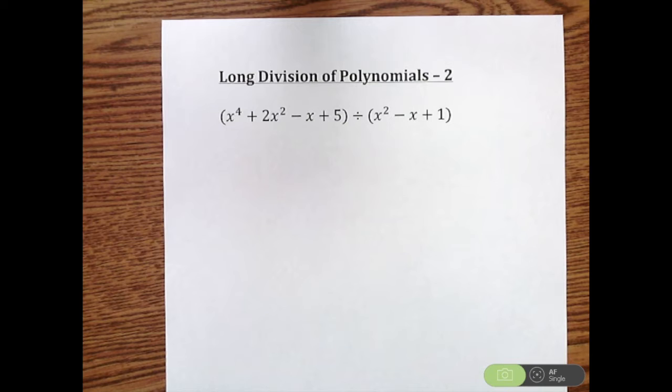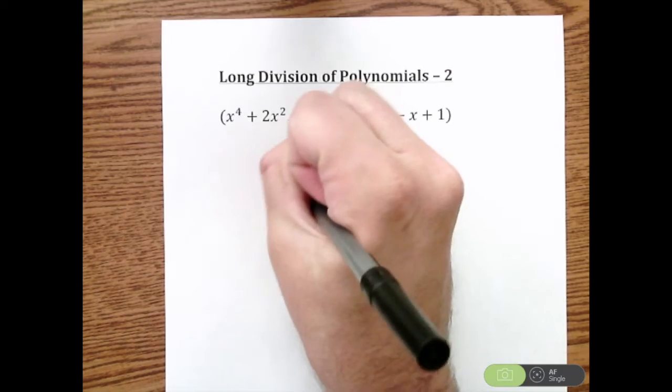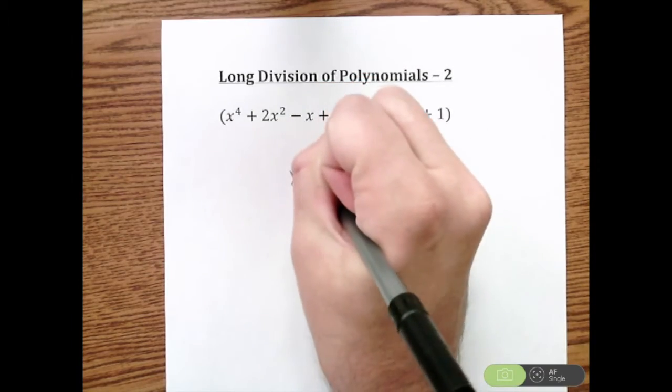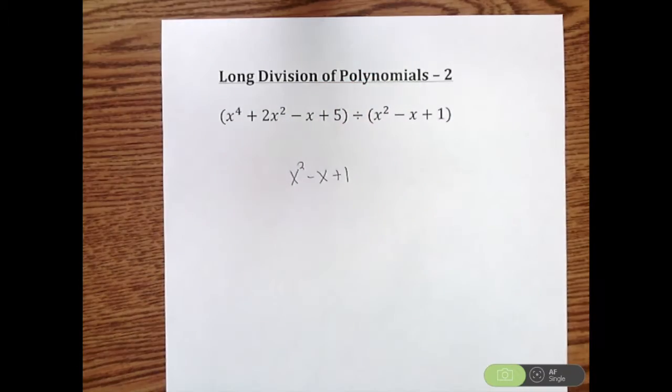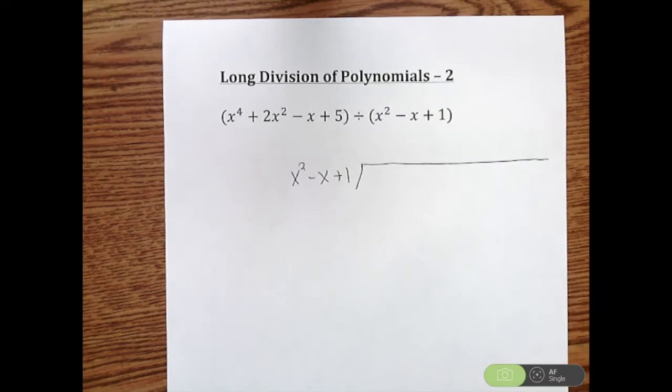Alright, this is my second video on long division of polynomials. So I'm going to do a little bit more complex of a problem, something that you might see a little bit different. So if you haven't seen the first one, I want you to watch that one first. First thing we're going to do, we're dividing by x squared minus x plus 1. So I'm going to start with that on the outside, x squared minus x plus 1. And we are doing long division.